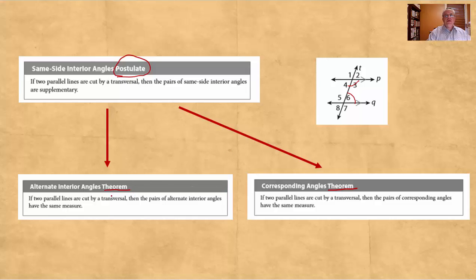We can prove the alternate interior angles theorem, which says that if parallel lines are cut by a transversal, alternate interior angles are congruent. For instance, we could pick 3 and 5. So 3 would be congruent to 5. That's what the theorem is saying. And then also we have the corresponding angles theorem. If we have two parallel lines cut by a transversal, then corresponding angles are congruent. So for instance, angle 2 is congruent to angle 6. So this is what we're up to today. We're going to assume that the same side interior angles postulate is true and prove these other two.